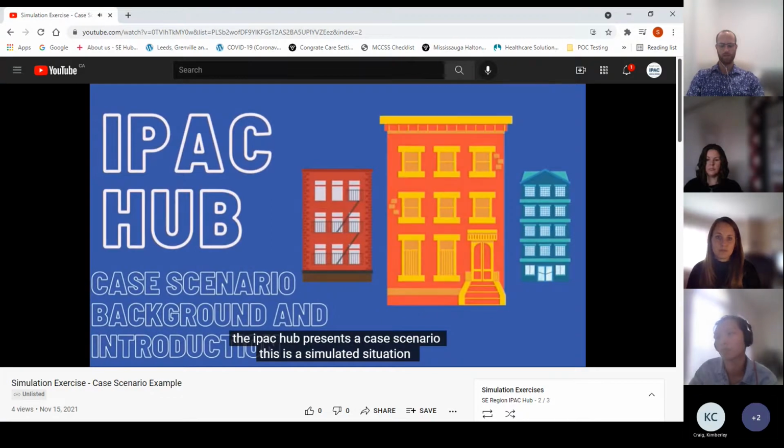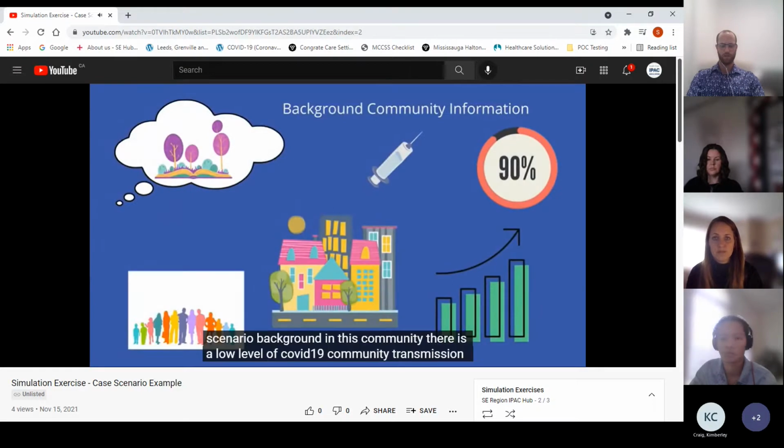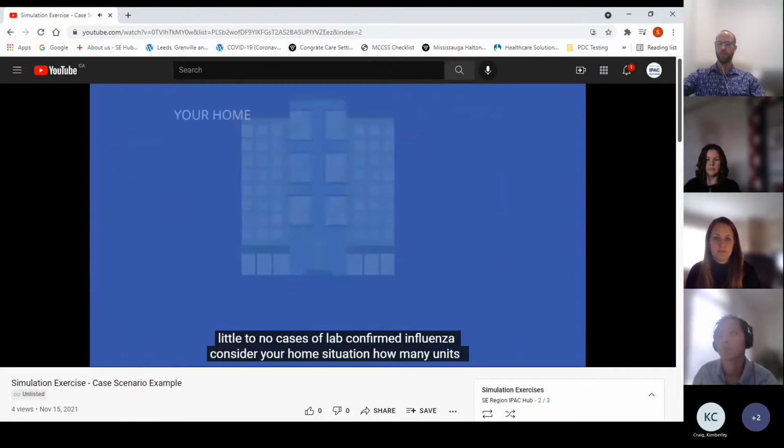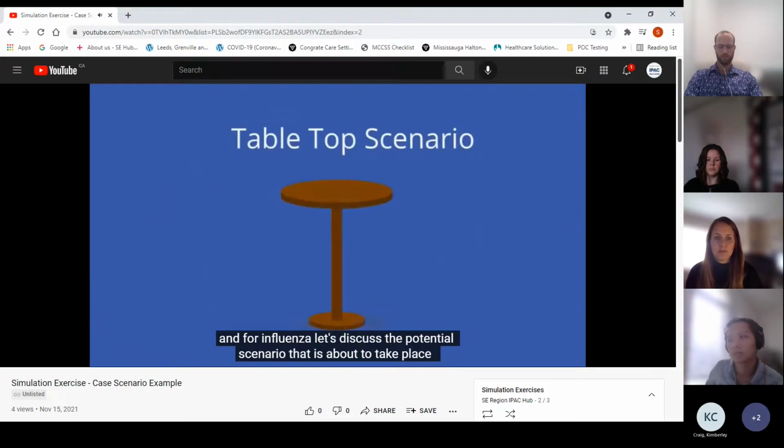The IPAC Hub presents a case scenario. This is a simulated situation. Scenario background. In this community, there is a low level of COVID-19 community transmission. This region has greater than 90% of those 12 and older fully vaccinated. There are little to no cases of lab-confirmed influenza. Consider your home situation. How many units? How many residents? How many staff members? What is your home's vaccination rate for COVID-19 and for influenza?